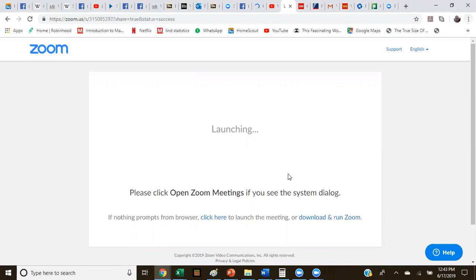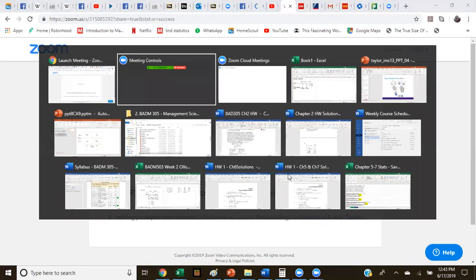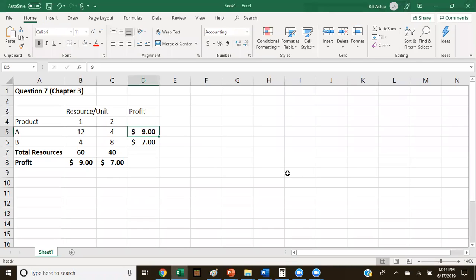So I wanted to start off by looking at a quick example that I'd like us to review in both Excel and QM. And hopefully this will give you a better understanding of what you need to do to be able to answer most of the questions that you'll be doing. If you're asked for a question to be solved in QM or in Excel, you should be able to be confident doing this. So I'm going to start off by reviewing question 7 in chapter 3 of your textbook.